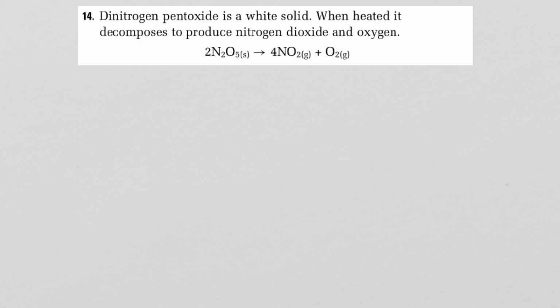I'm going to use an example. This question comes from your textbook. It says dinitrogen pentoxide is a white solid. When heated, it decomposes to produce nitrogen dioxide and oxygen. These numbers here, they actually balanced it for you, first of all. But these numbers here, after you balance the equation, is the mole ratio.